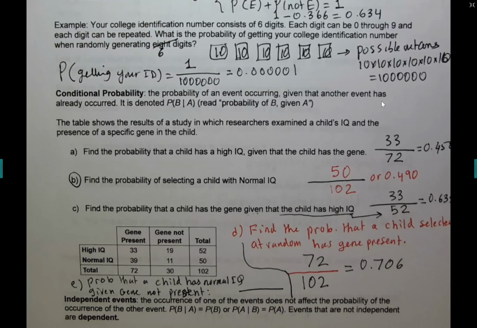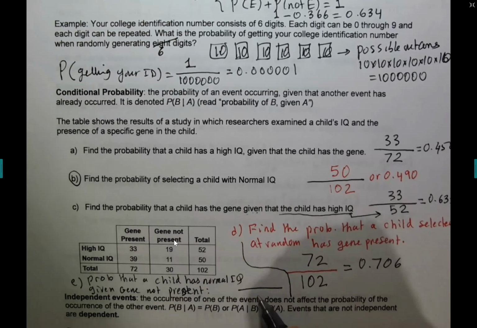So he's telling me that you only can select from the group of children who don't have the gene. How many do we have total, guys, of children who don't have the gene? You can put it in the chat. No, we need the ones who don't have the gene, total, not normal or high IQ, it doesn't matter, just total. 30. Look, gene not present, guys, it's a total of 30.